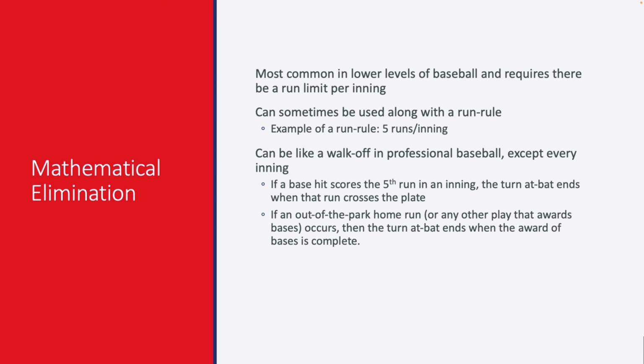So if a base hit scores the 5th run in an inning, the turn at bat ends when that run crosses the plate. But if an out-of-the-park home run or any other play that's awarded bases occurs, then the turn at bat ends when the award of bases is complete.